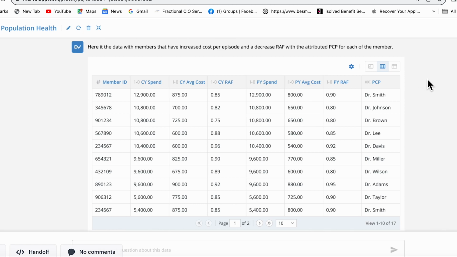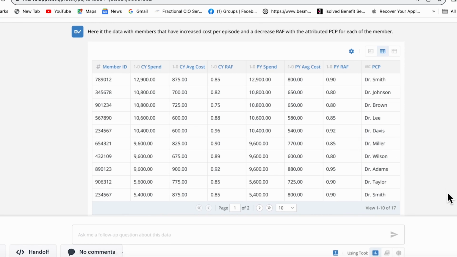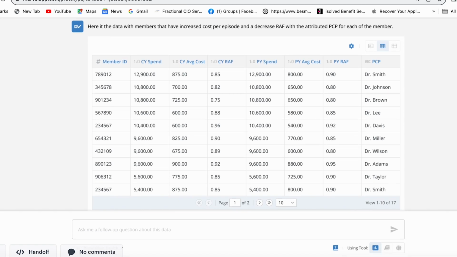But we also want to look within that cohort of the top 20% from a spend standpoint to isolate the members that have an increased cost per episode and a decreased RAF, or risk adjustment factor, along with their attributed PCP. So we can actually ask for that data directly, and this is the return that we see. All of this can be done within a matter of a couple of queries. You can get to this level using natural language.